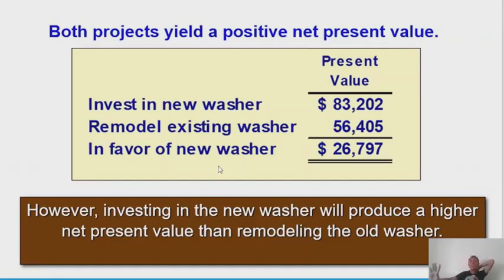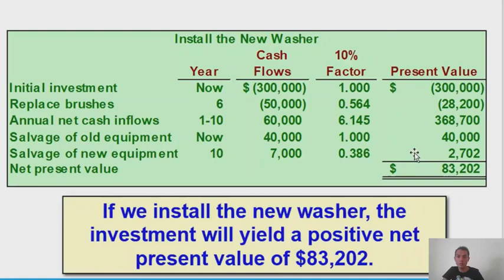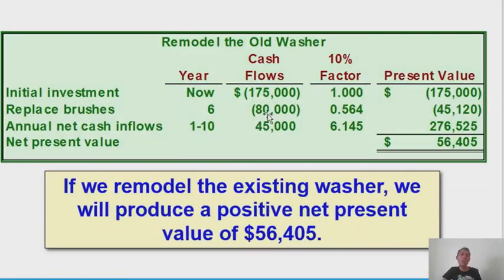Okay, now we have another scenario na yung old washer or remodel the new washer, and then yung isa ay ito naman yung another alternative, i-remodel mo lang yung old washer. Ibig sabihin, hindi ka bibili ng bago. Already dito is investment cost niya is for remodeling is 175,000.